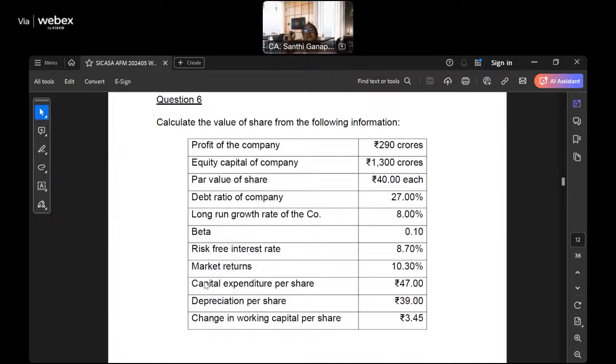So, free cash flow for equity, what we should do? We should consider free cash flow for the firm and adjust for any debt borrowing or debt repayment, and then arrive at the free cash flow. Would you like to try this problem?